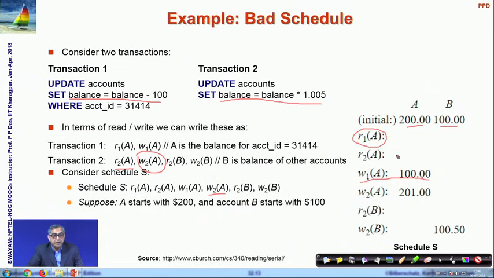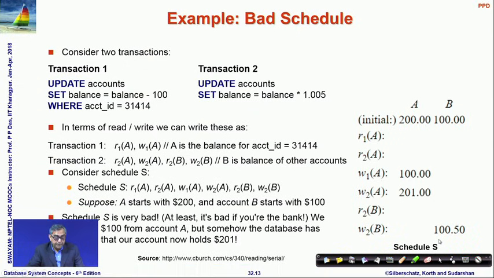R2A had read 200 here, and therefore, if you multiply 200 by this factor, it becomes 201. So, W2A will write 201. Naturally, as W2A has changed the value of A after W1A, the final value of A will be 201. Then you have R2B, W2B, which reads 100, makes this balance change by 1.005, it becomes 100.5. So, this is what we will have when this schedule completes.